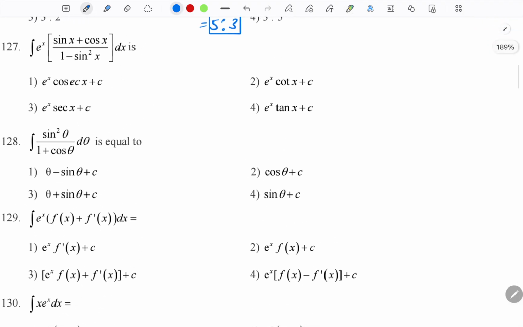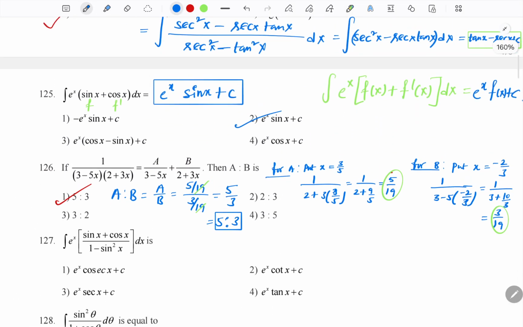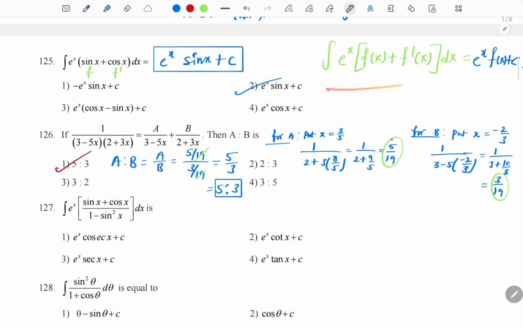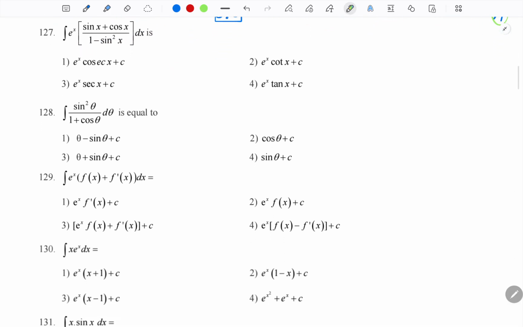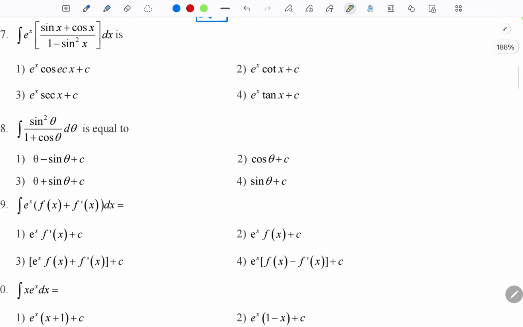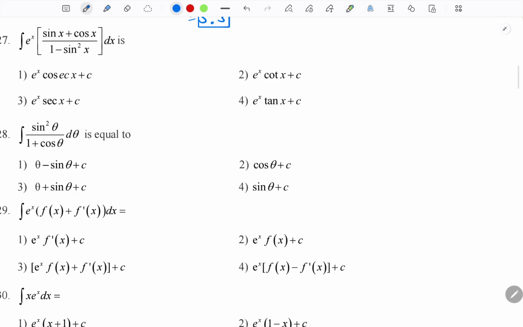Integral. This question is also the same. It looks like 125, right? If you are first able to make the question look like this, then apply the formula. This is the only tricky part here. First, observe the denominator part.